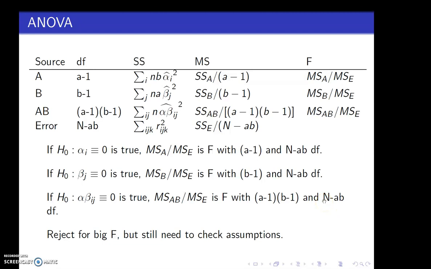So all those assumptions for the C or D that we talked about in chapter 6, I think it was, still apply here. Just because we've made it a little bit more complicated doesn't mean we can be lax about heterogeneity of variance or normality of the residuals or anything like that.